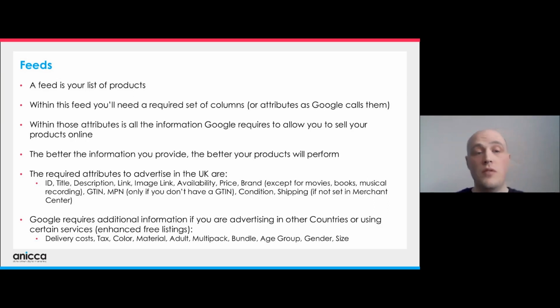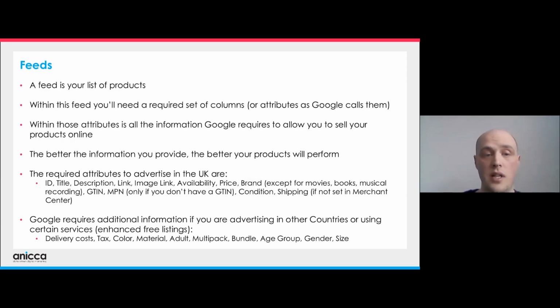So the required attributes in the UK is stuff like ID, which ideally would be unique to each product. Then you've got your title, description, the link to the product, the image link to the product. Then you've got, if you want additional links, but they're not required, additional image links. Availability, so that it's in stock, price, self-explanatory. Your brand, unless it's movies, books, or musical recording devices.